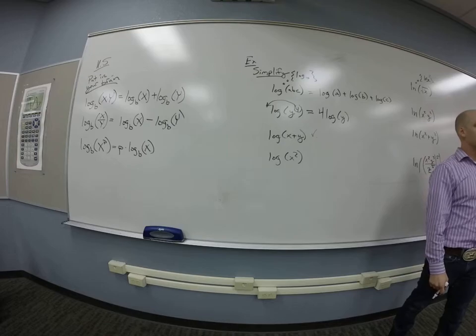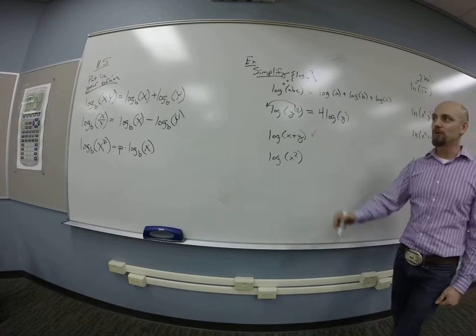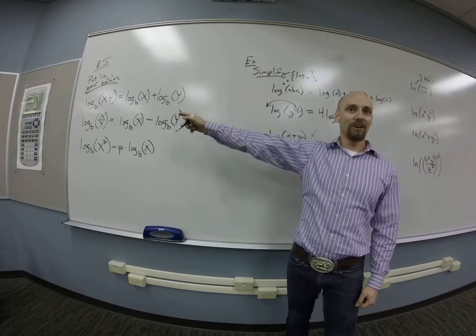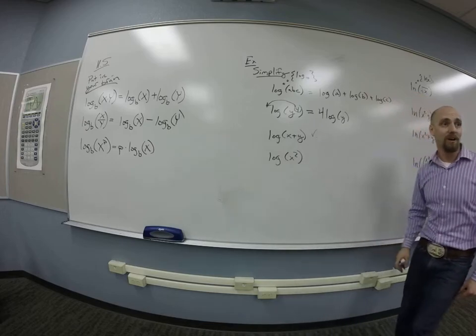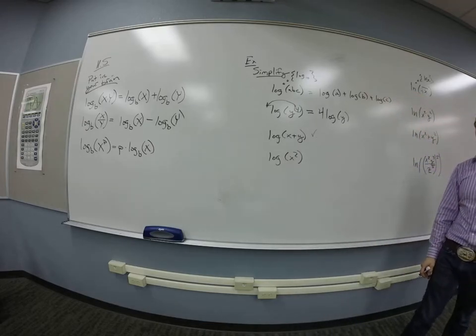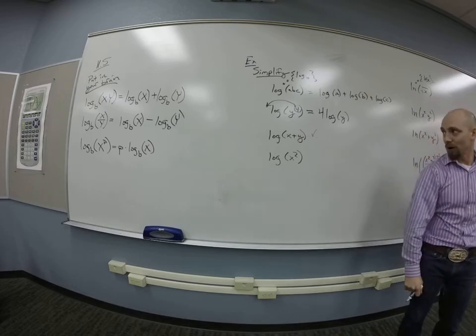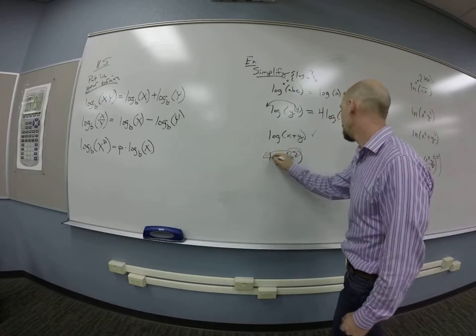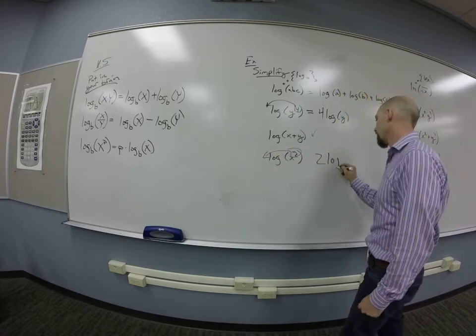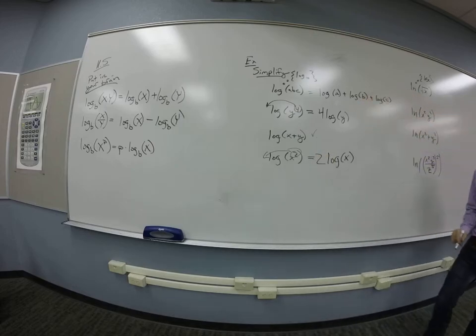You guys see that? So there's a whole category of false log rules, where you do something that looks kind of similar. Be careful with them, right? If it's not exactly one of your log rules, it's not a rule. How about log of x squared? What can I do with that? 2 log x. I pull a 2 down, bam, 2 log of x. Better have an equal sign there, right?